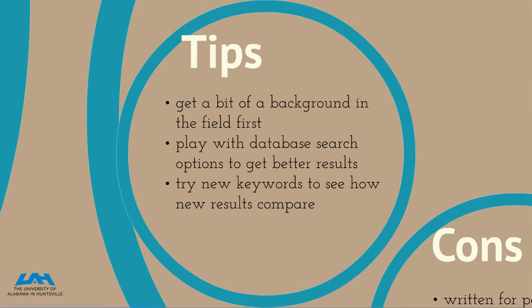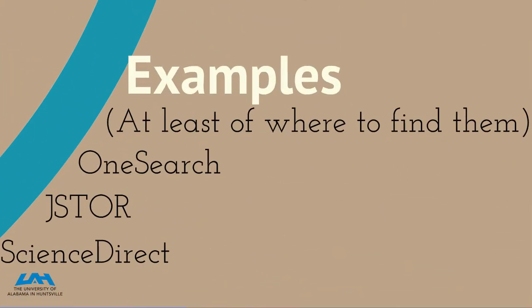Some good tips. Do a little background digging in the field. Use some of these other resources we're going to talk about first. Also, play with search options and keyword options. Get a better idea of all the results that are out there so you can compare against each other better. Some examples, where to find them on our website anyhow, include OneSearch, JSTOR, and ScienceDirect.